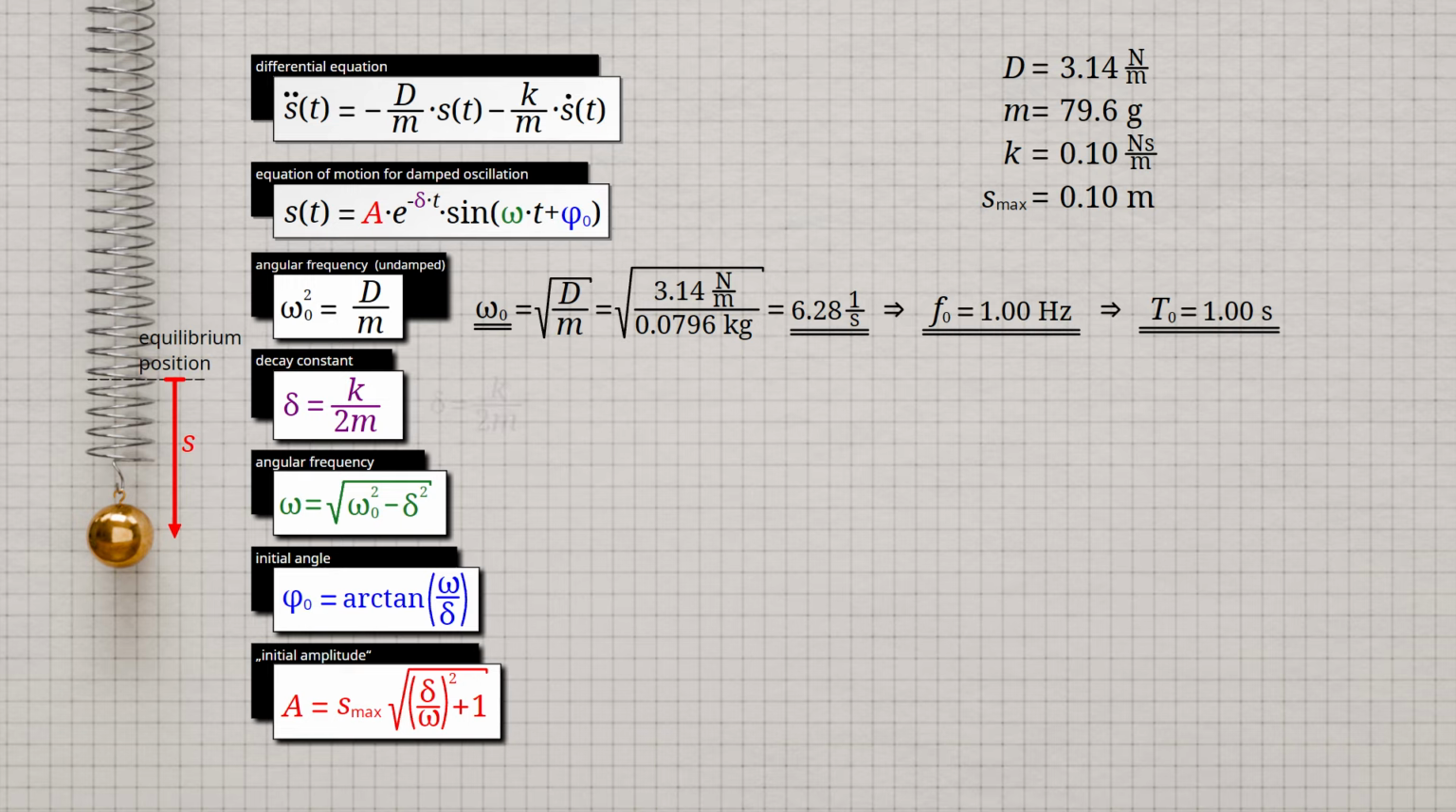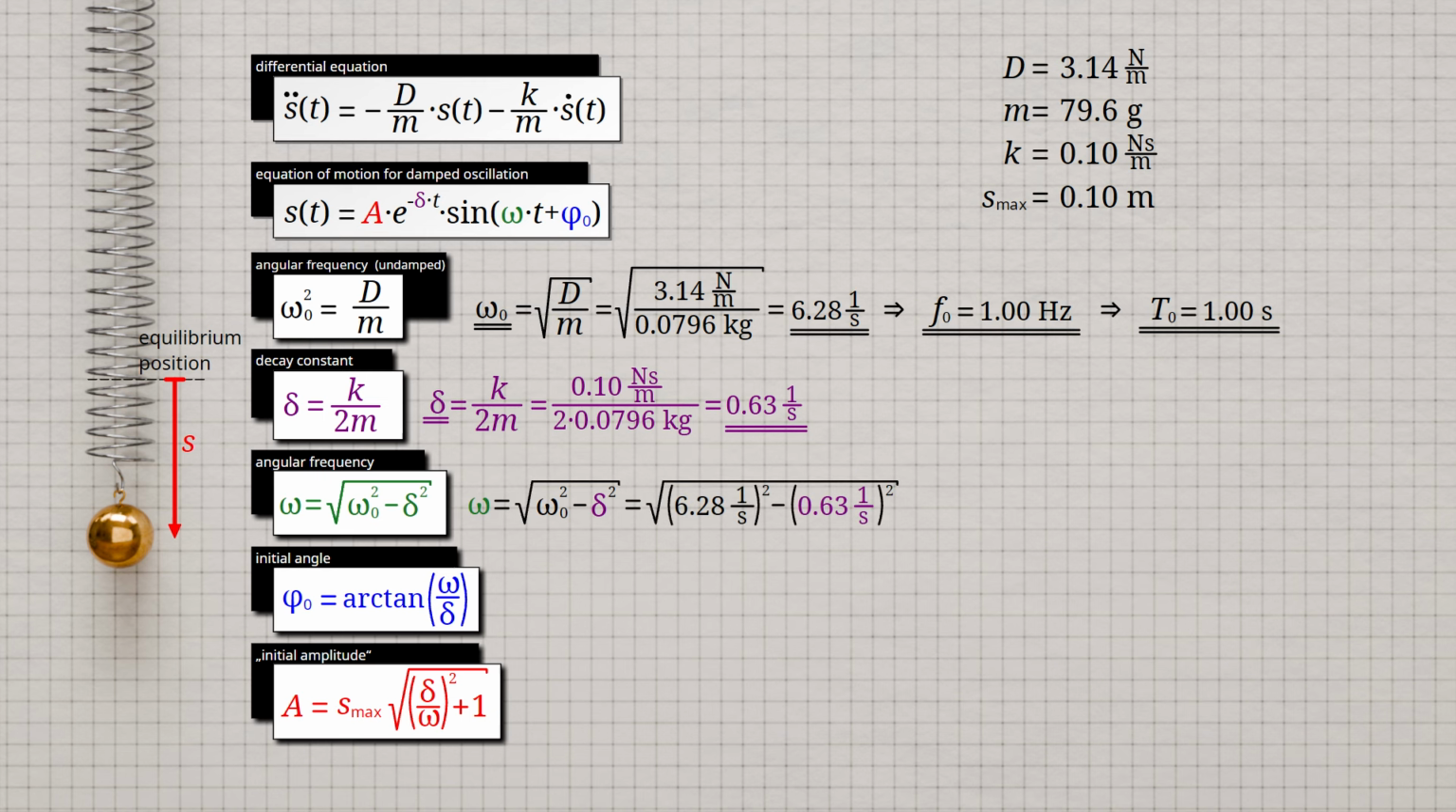Now we determine the decay constant delta according to the given formula. After inserting the damping coefficient k and the mass m, we obtain delta equal to 0.63 radians per second. With the undamped angular frequency omega 0 and the decay constant delta, we can now calculate the angular frequency omega of the damped oscillation. Inserting the corresponding values yields an angular frequency of omega equal to 6.25 radians per second.